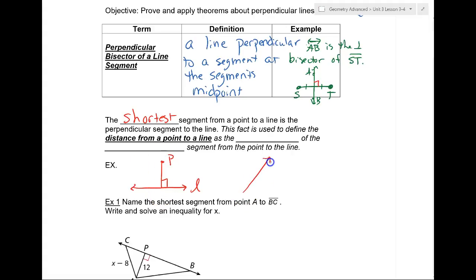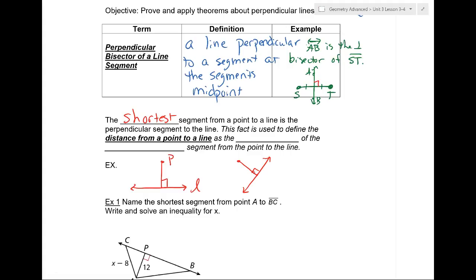Now, even if your line is slanted, and let's say your point is over here, the shortest line segment from that point to that line is still going to be the one that makes a right angle with it. We talk about the perpendicular distance, or the distance from a point to a line, and it's always going to be the length of that segment. So let's put that down.